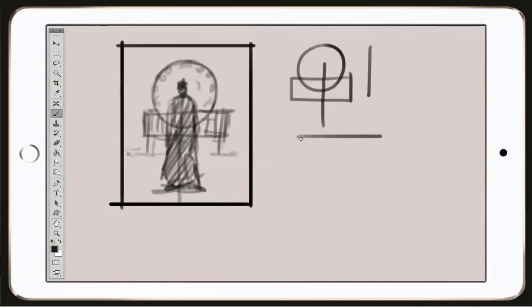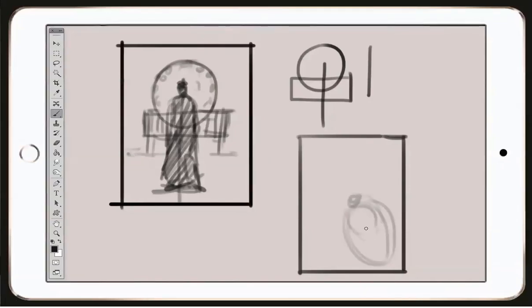I'll do another quick rough thumbnail sketch here. So let's say there's a figure over here, and he's holding something, maybe a sword or some kind of weapon. In back of him there is another figure, and he's kneeling on this rock. Now this is very abstract, very rough.